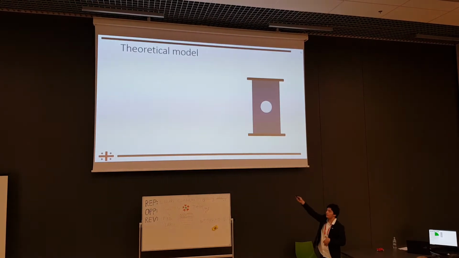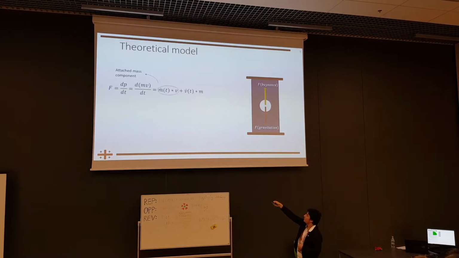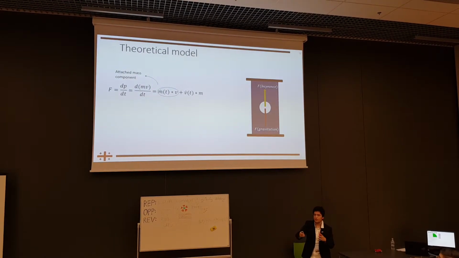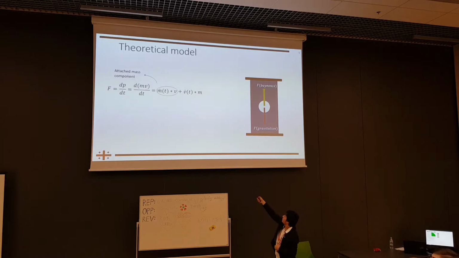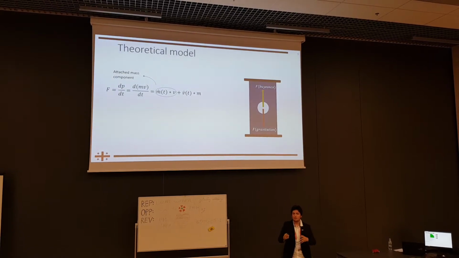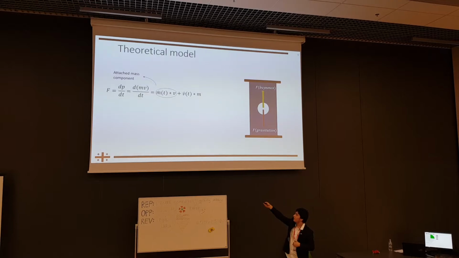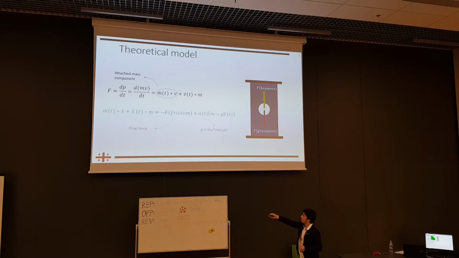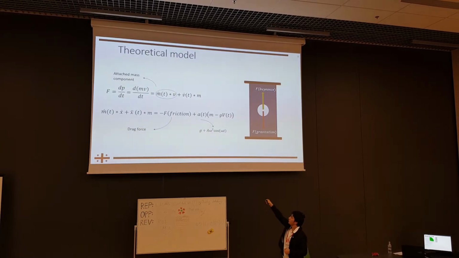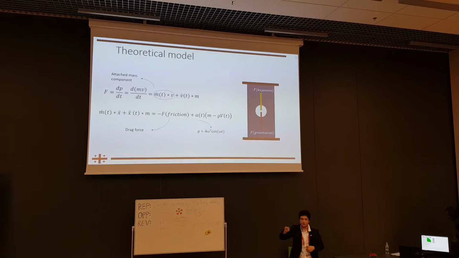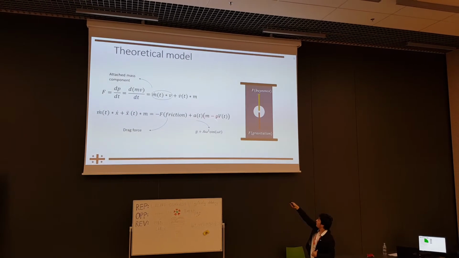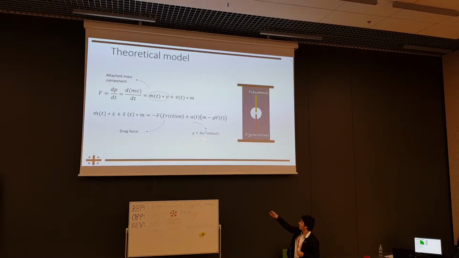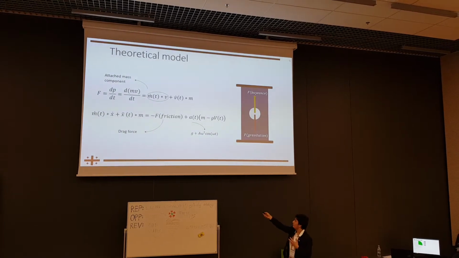Okay, now let's talk about the theoretical model. At first, we calculate the sum of all forces acting on the bubble, which on one side is the regular mass times acceleration, plus the attached mass component, which depends on volume and, of course, time. On the other side of the equation, we have the drag force, always opposite to the direction of motion, the gravitational force, and the buoyancy force. The acceleration here has two components, gravitational and oscillation.